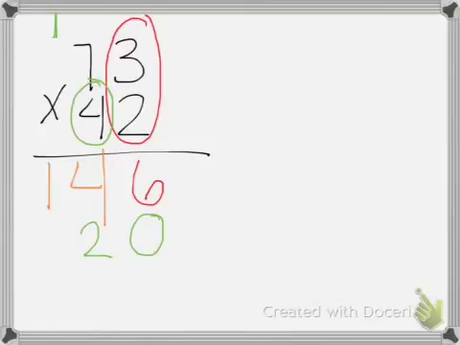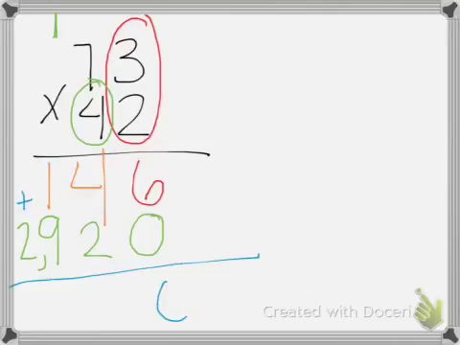Next, I need to multiply the 40 and the 7. So 40 times 7 is 280, plus 1 more is 290, or 2,900. I then need to add them together. I'm going to do that in blue.